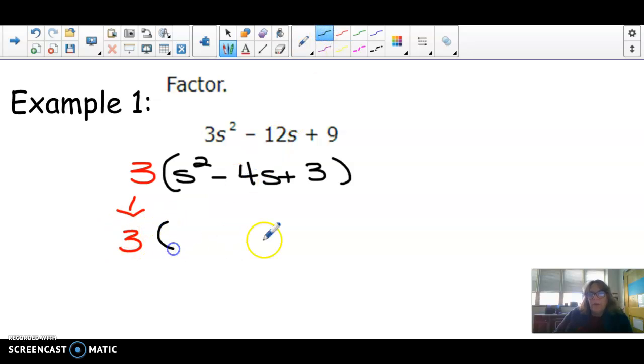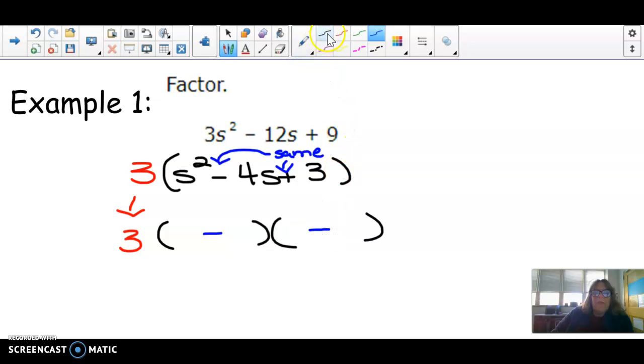But now we're going to separate it into our two parentheses and see if we can remember some of our hints. If this is a plus, then that means the signs in our parentheses will be the same, and they will be the same as whatever this sign is. So I'm going to have two negative signs. The only factors of s squared are s and s. My only factors of 3 are 3 and 1. So now you factored that one.